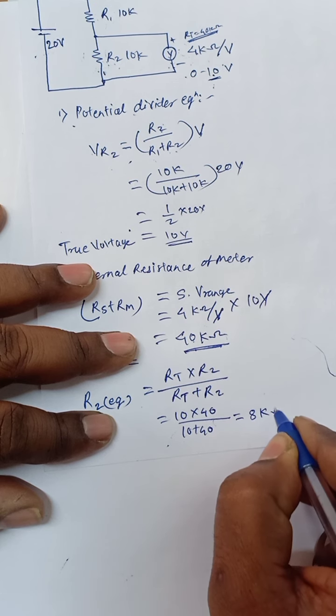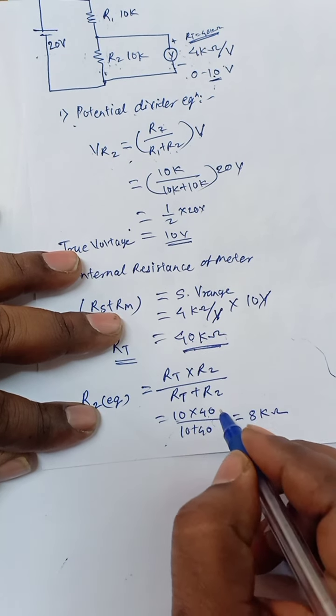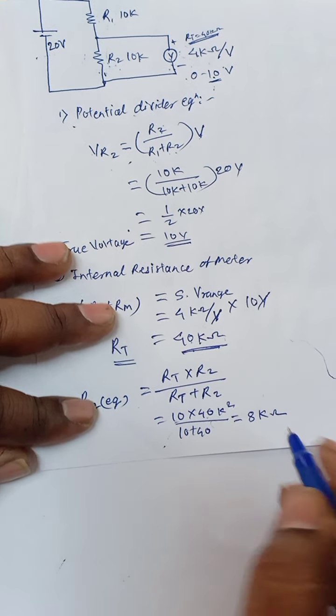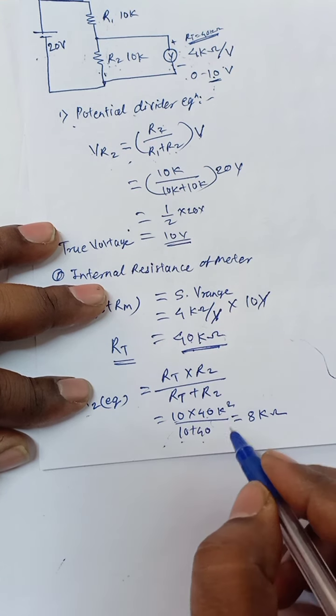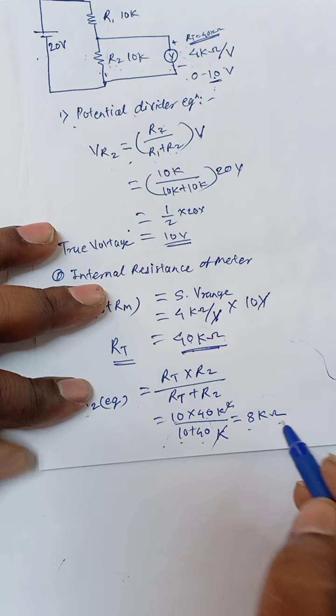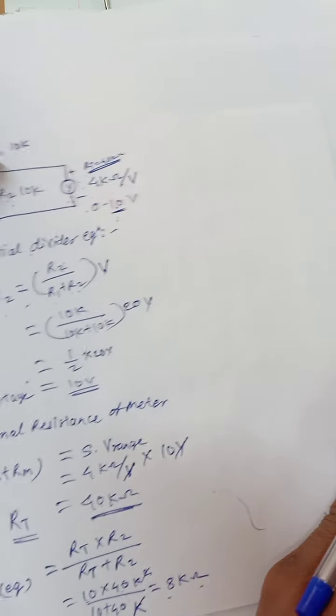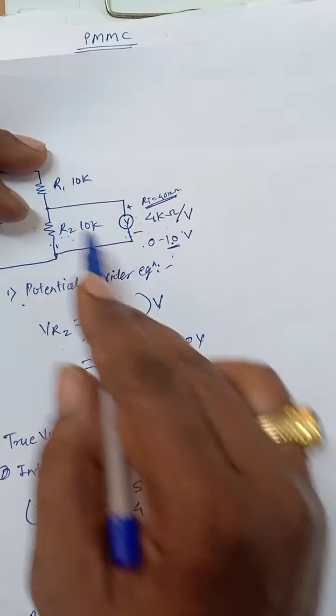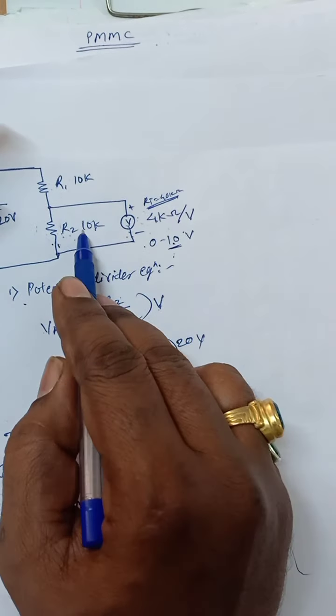8 kilo ohm. So 10k into 40k becomes k square, and 10k plus 40k becomes k. So this 1k gets cancelled, and it becomes 8 kilo ohm. So this is the resistance of the parallel combination.